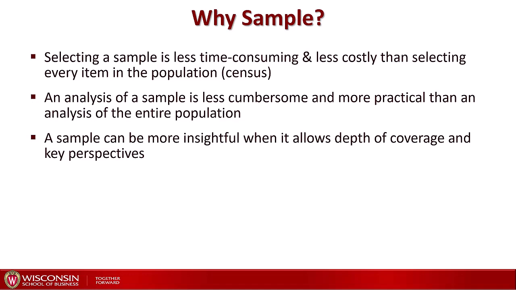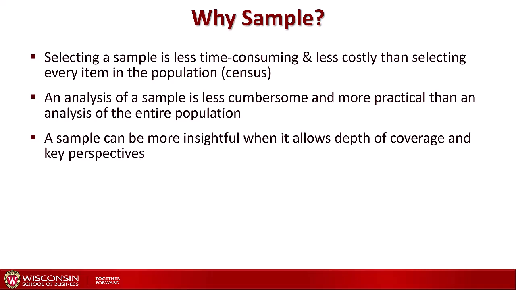Let's start with why do we sample? We sample for three main reasons. First, selecting a sample is less time-consuming and less costly than selecting every available item in the population of interest. An example where we actually do select every item in the population is the US Census. In that case, the US government hires a large number of temporary employees, trains them, and deploys them to go out and survey all US residents.